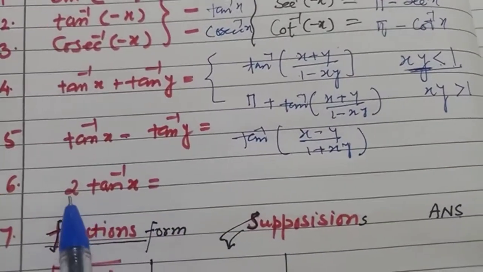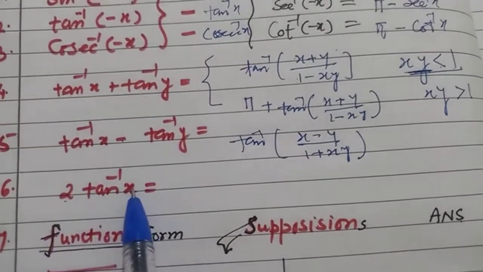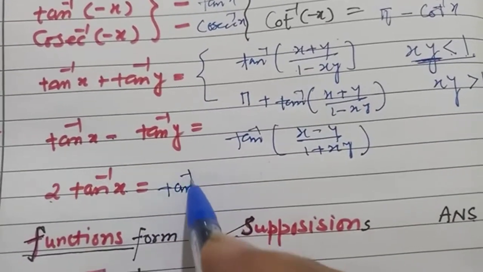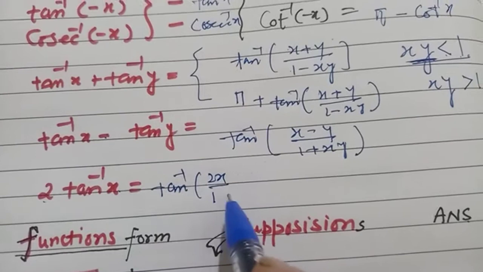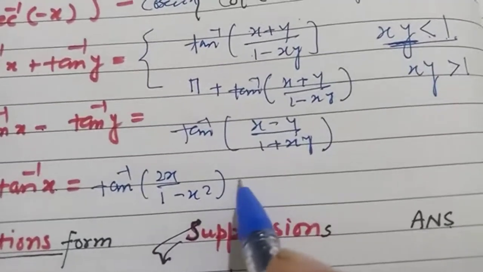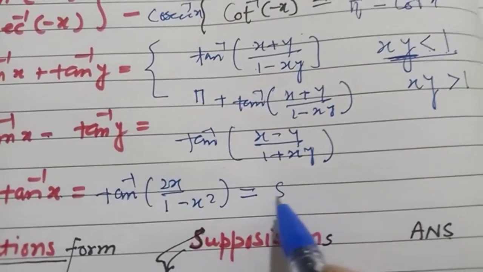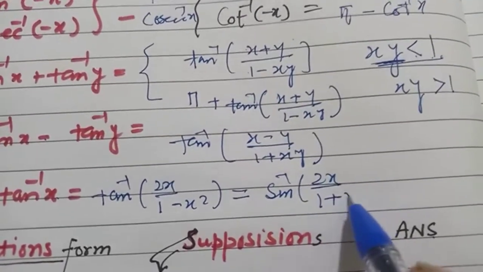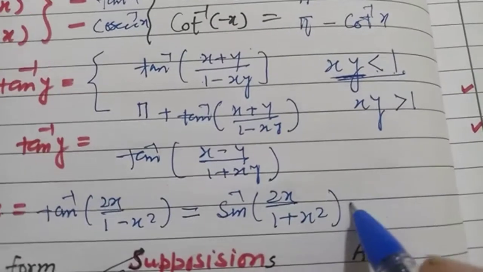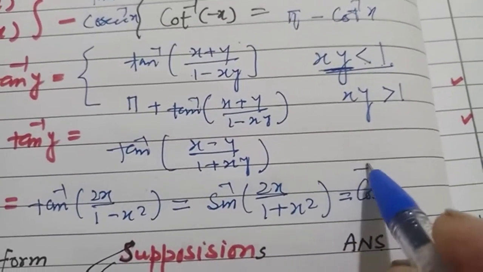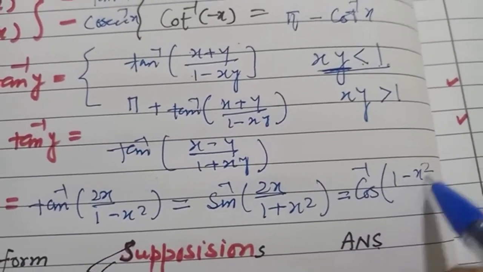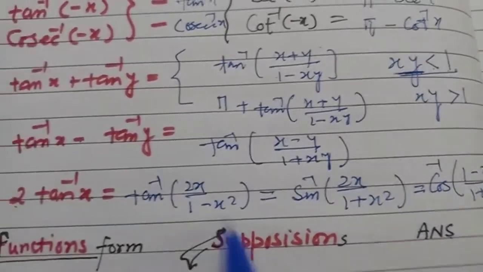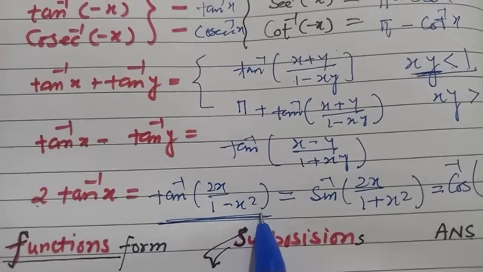Now this 2 tan inverse x has three results. One is in terms of tan, the most important one, tan inverse 2x upon 1 minus x square. It's sine inverse 2x upon 1 plus x square, and then it is cos inverse (1 minus x square) upon (1 plus x square). This is the most important one.